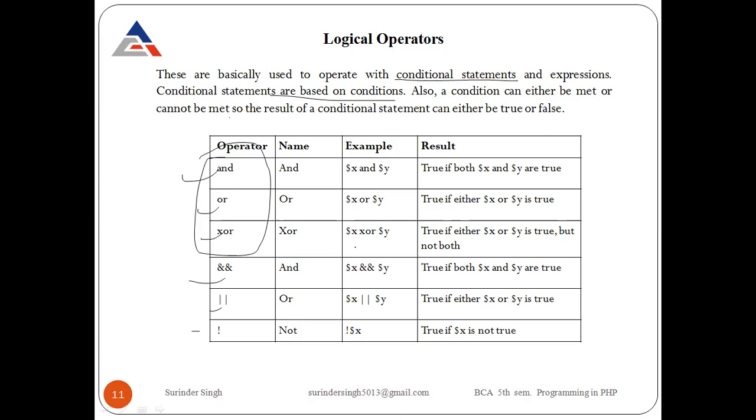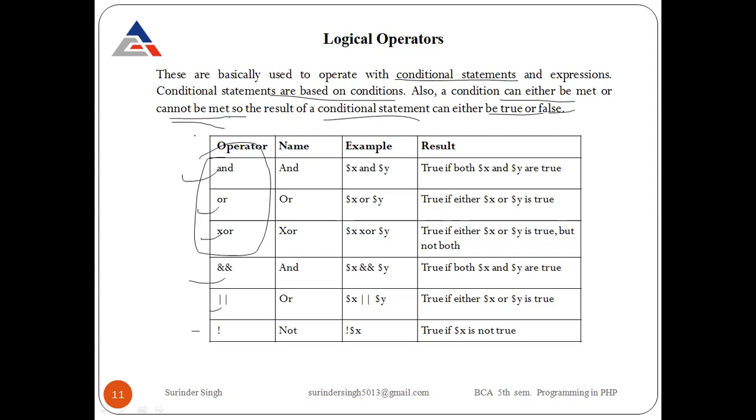These are used in conditional statements where you need to apply checks, constraints. Clear? Also, a condition can either be met or cannot be met. A condition met means the condition is true, not met means the condition is false. The result of the conditional statement can be either true or false. Okay, if the condition is true, then the result is true. If the condition is false, then the result will be false. Clear?